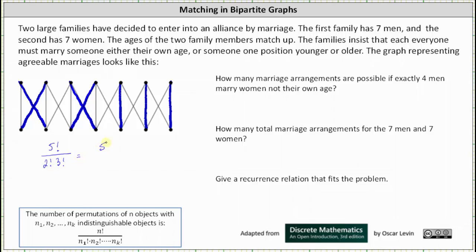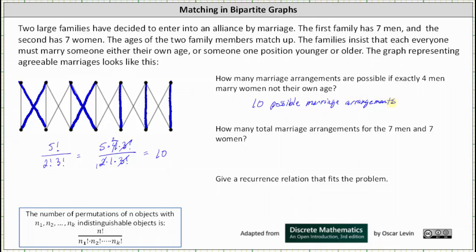Simplifying, we have 5 factorial, which is equal to 5 times 4 times 3 factorial, divided by the product of 2 factorial and 3 factorial, which is equal to 2 times 1 times 3 factorial. Simplifying, 3 factorial divided by itself simplifies to 1, 4 divided by 2 simplifies to 2, 5 times 2 is equal to 10. There are 10 possible marriage arrangements under this condition.